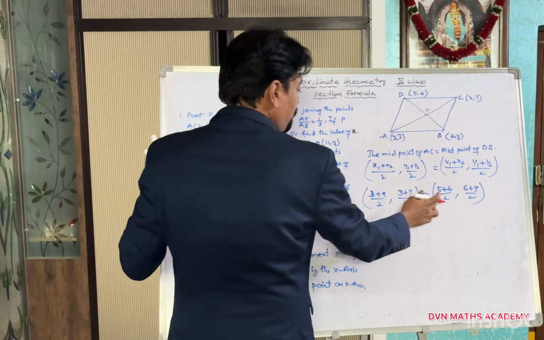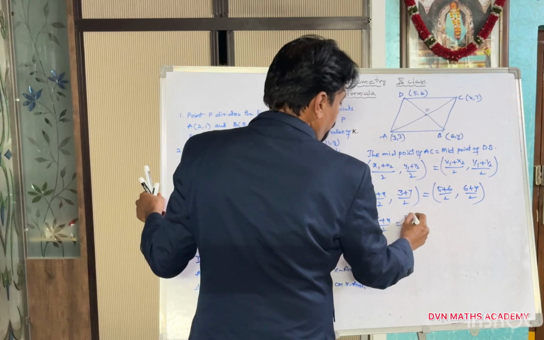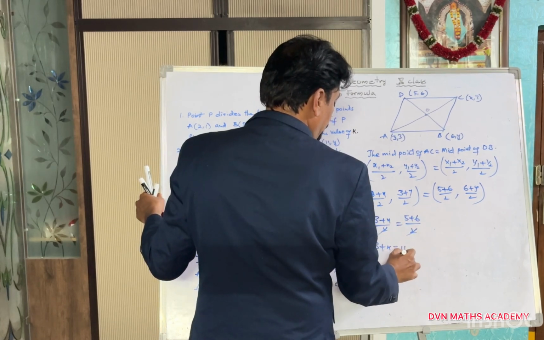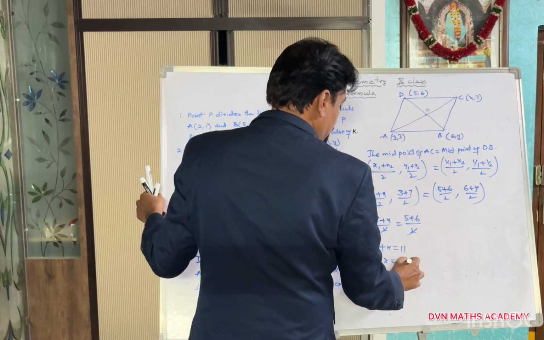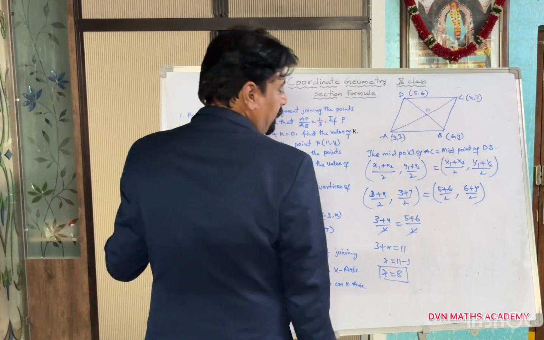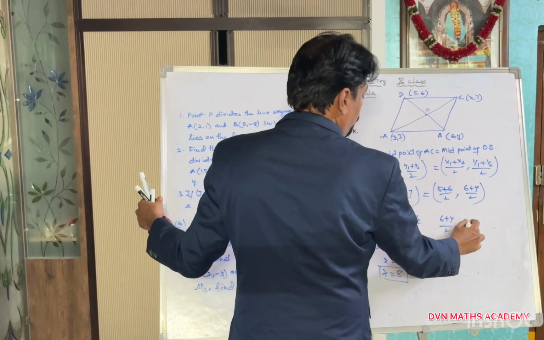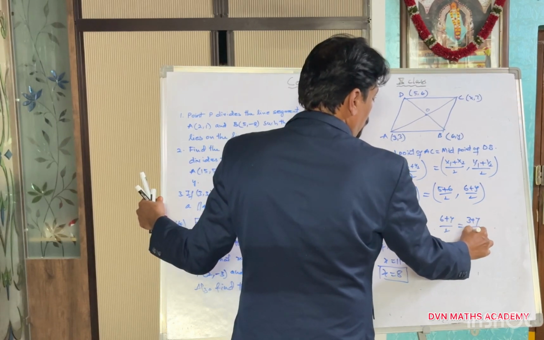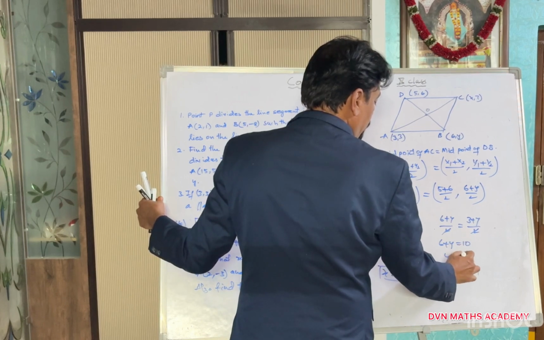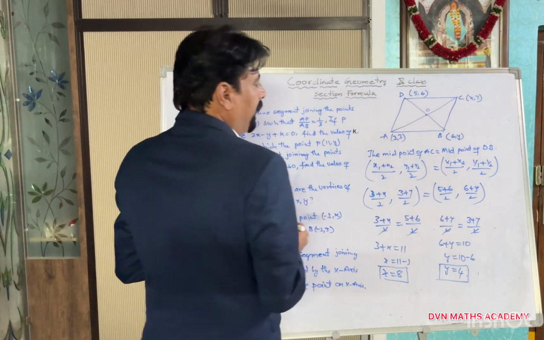If I compare, (3 plus x) by 2 should be equal to (5 plus 6) by 2. The 2s cancel. 3 plus x is equal to 11. Therefore, x is equal to 11 minus 3, so x is equal to 8. This is the value of x. And if you compare the y coordinates, (6 plus y) by 2 should be equal to (3 plus 7) by 2. The 2s cancel. 6 plus y is equal to 10. Therefore, y is equal to 10 minus 6, so y is equal to 4. This is the value of y.